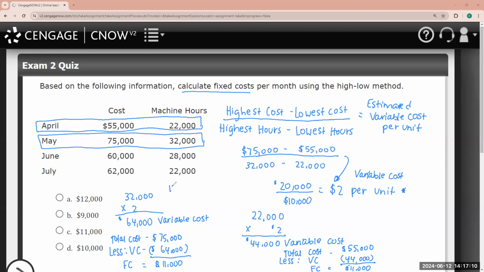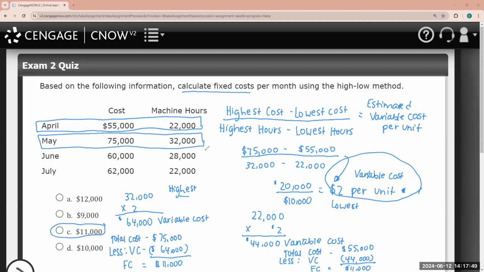Either you can choose the highest to determine the total variable cost and to determine the fixed cost, or you can use the lowest. But the key thing is that we determine the variable cost is $2 per unit or $2 per hour, since we're using machine hours in this example. And we determined that our fixed cost, with no regard to if we use 22,000 machine hours or 32,000 machine hours over the relevant range, remains the same at 11,000. So therefore, the correct answer in this example is C, 11,000.